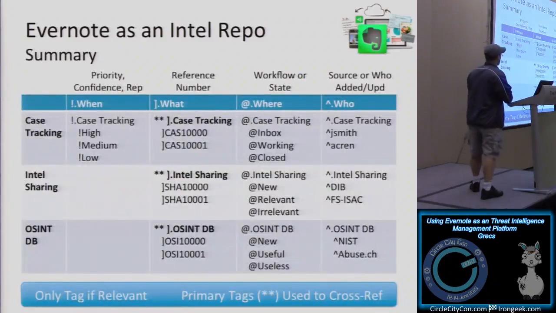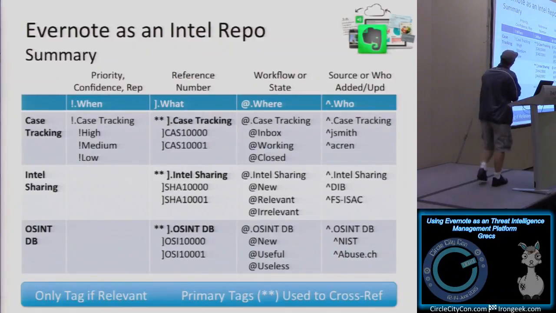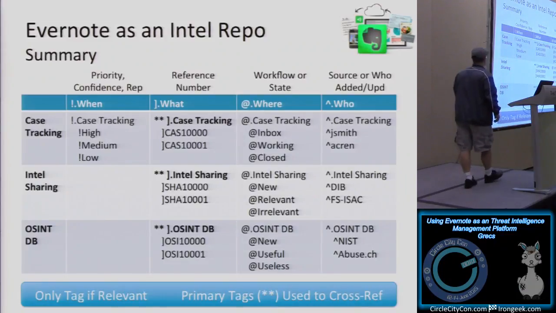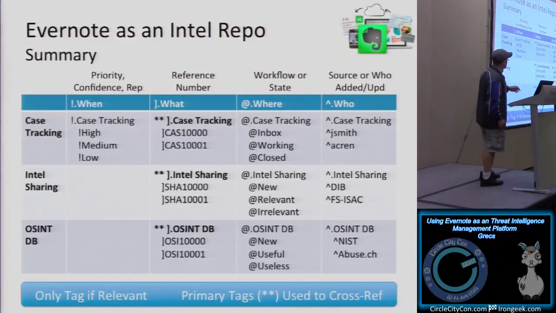So this is a very beta version of a tagging structure for doing these things, and this is the framework that I was previously talking about. I have the three purposes here: case tracking, Intel sharing, and then the OSINT DB. I broke it down using the secret weapon tags like the who, what, when, where. The when, I'm interpreting as a priority. In this case, for case tracking, it could be the priority. But for Intel sharing, it could be the confidence associated with that data, and the same thing with the OSINT. Depending on the source, you could by default assign it high confidence, medium confidence, or low confidence.